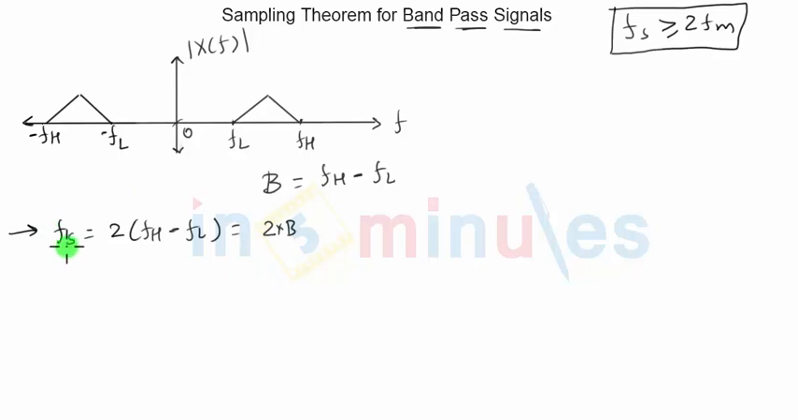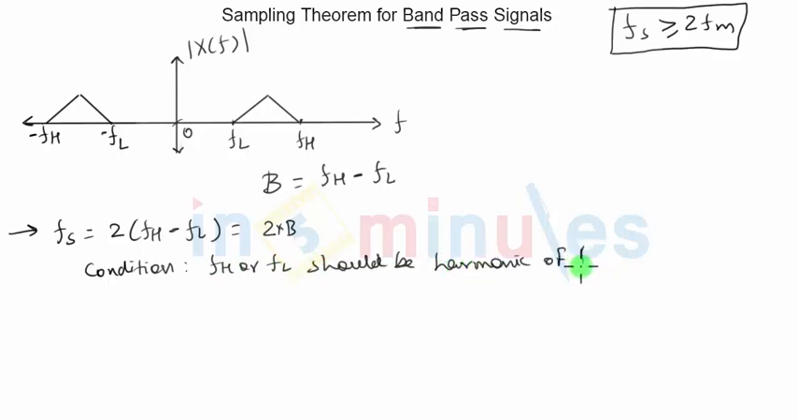But for this to be a valid sampling frequency, there is a condition that needs to be satisfied. What is this condition? The condition says that either Fh or Fl should be a harmonic of Fs. Only if Fh or Fl, either of the two, is a harmonic of Fs, is this a valid sampling frequency that can be used. If the condition is not satisfied, then I cannot use this expression for the sampling frequency, and I need another representation of the sampling frequency.